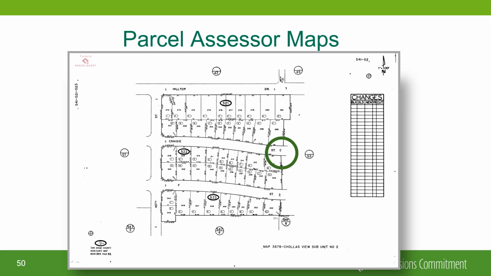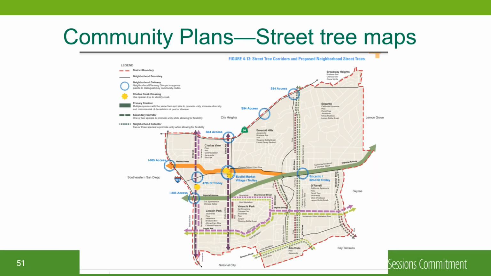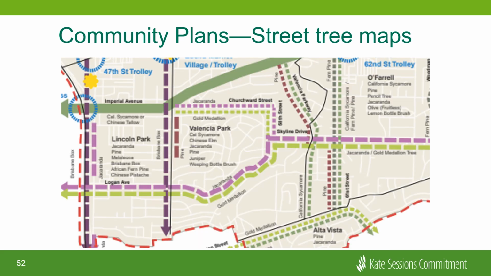Parcel assessor maps show layout of subdivisions. The street easement width is circled here, and it is useful for marking where street trees can be planted. Community plans have an urban landscape element and often a tree map for major streets. Species are listed for public trees on individual streets or areas.